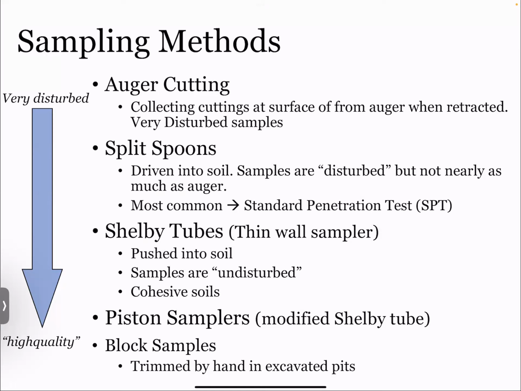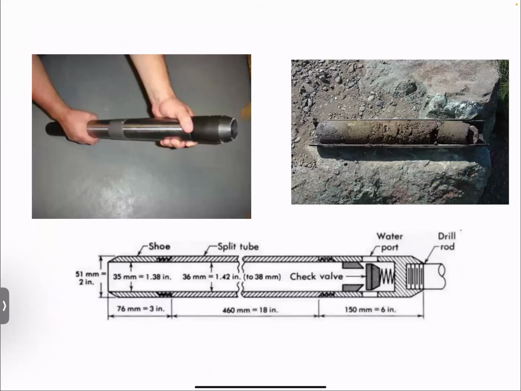Split spoon sampling is one of the most common types. This is used for our standard penetration test, which we'll talk about a lot. Then Shelby tubes, which is called a thin wall sampler, piston sampler, and then obviously block samples, but that's limited to depth. That's where you actually excavate and trim out by hand. But at the end of this, what we want to do is bring soil to the lab to test it in the most natural state possible.